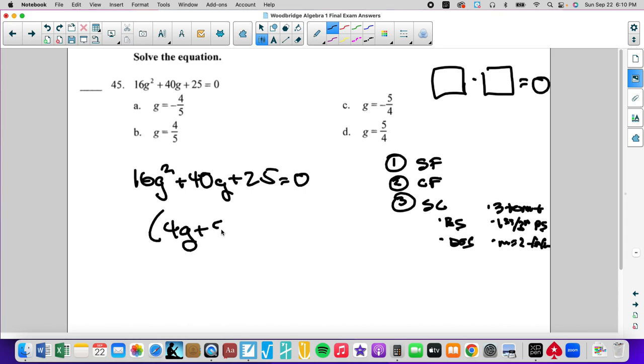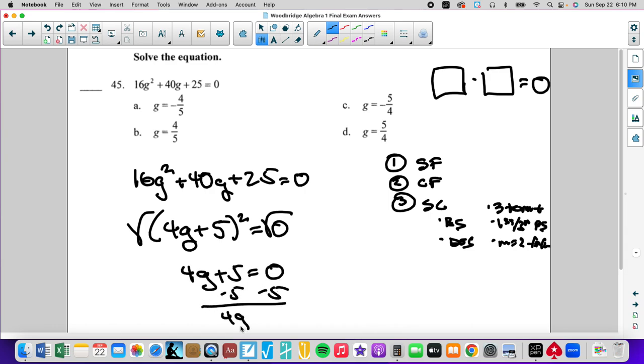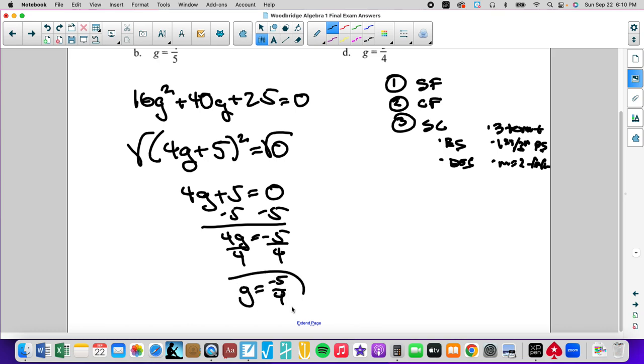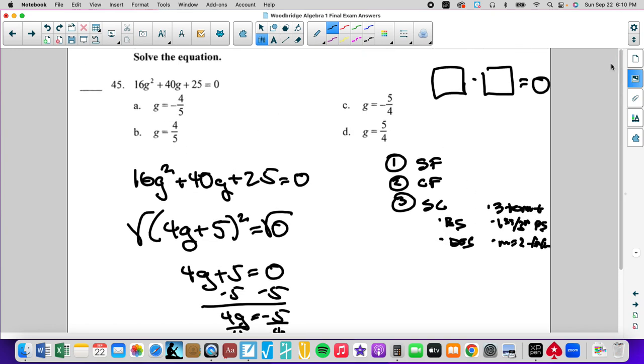this sign comes down, squared equals 0. So I can take the square root, and we get 4g plus 5 equals 0. Minus 5, minus 5. 4g equals negative 5. Divide by 4, divide by 4. I didn't use the zero property, I actually solved for the square root. Sorry, I could show that later. So my solution is negative 5/4. It's getting long. C, negative 5/4.